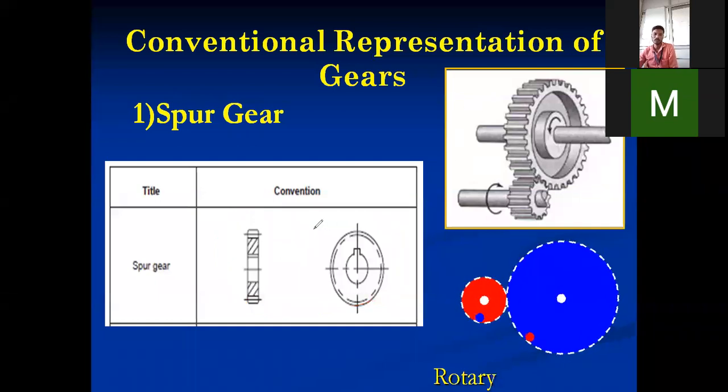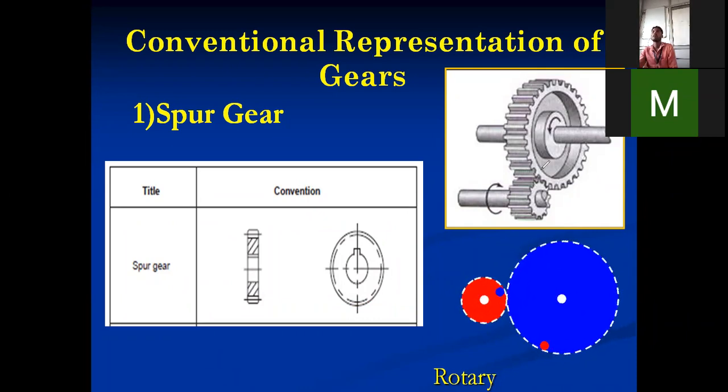Spur gears are nothing but gears where teeth are there on the periphery. Teeth, T-E-E-T-H, are cut parallel to the shaft axis, or it is straight. That's why it is called a spur gear.